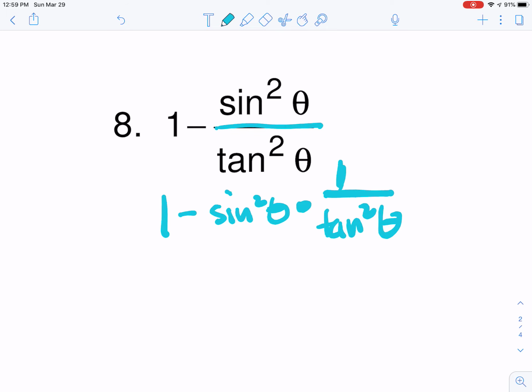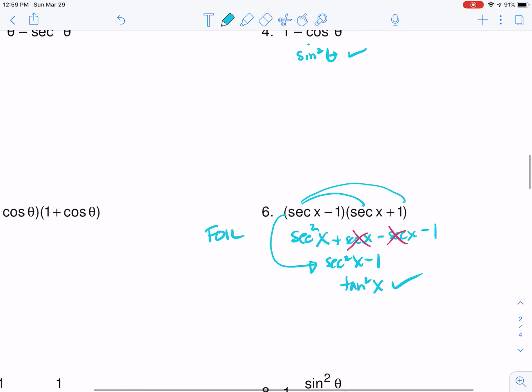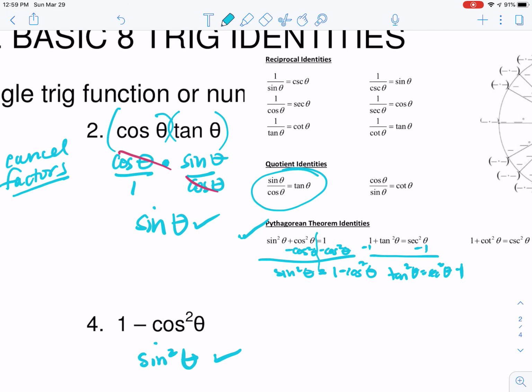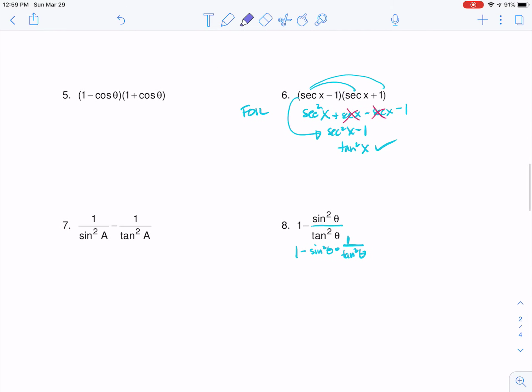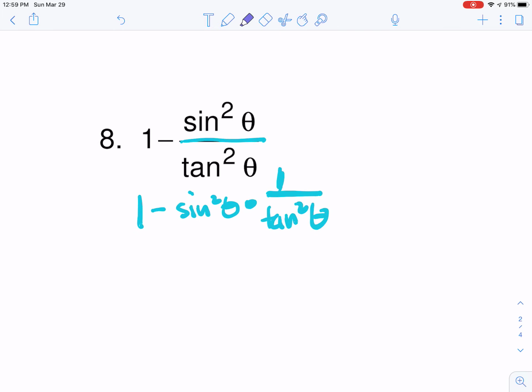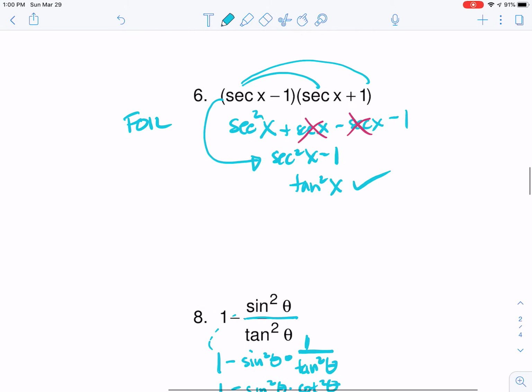Well, what is 1 over tangent? Let's go back and look at our list. You can always look at this. What can I do with 1 over tangent? Well, I see it on here. I see it right here. 1 over tangent is the same thing as cotangent. And since this is squared, I would have to make it squared. So this would be 1 minus sine squared theta times cotangent squared theta. That doesn't seem that much better, but maybe there's something I can do with the cotangent.